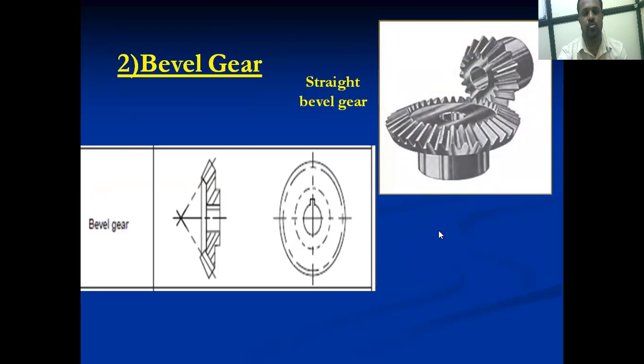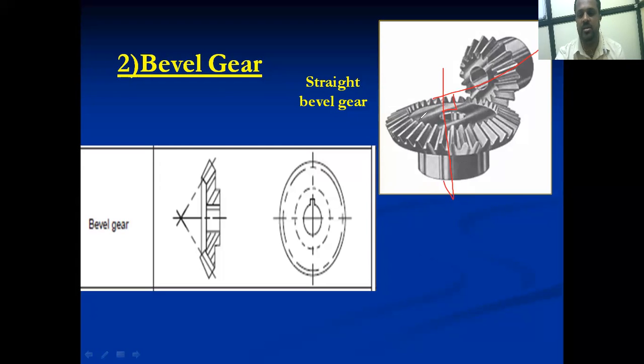Now we are going to move to the next point, that is the bevel gear. Now it is visible to all. Now see, this is the picture for the bevel gear. Again, we know that we use the bevel gear to transmit power at 90 degrees. When we want to transmit power at 90 degrees, at that time we have to use the bevel gear.